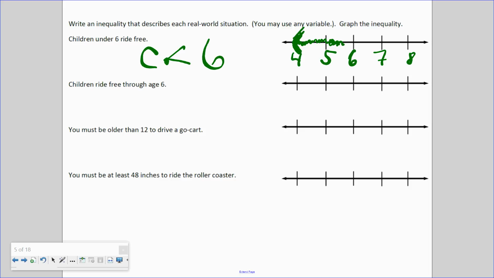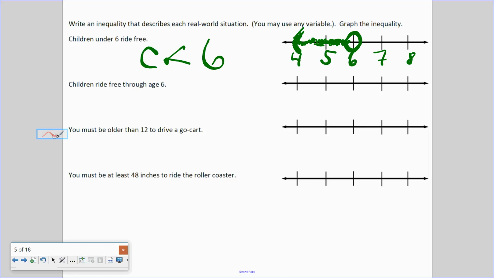But let's make sure. Is 4.5 less than 6? That's why I can highlight that. 5.5 is less than 6. What about 5.9? Is that less than 6? But can it be 6? No, it has to be less than 6. So would that be an open dot or a closed dot? It will be an open dot because I can't say 6, but I can say all the numbers that are to the left of 6, or less than 6. Next one.